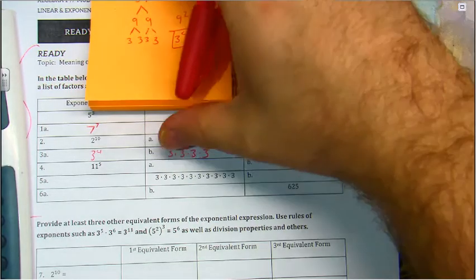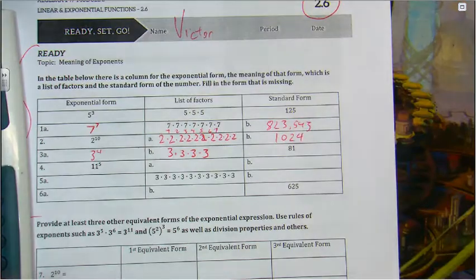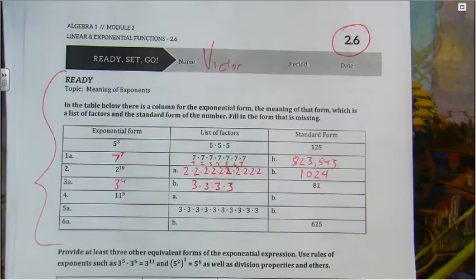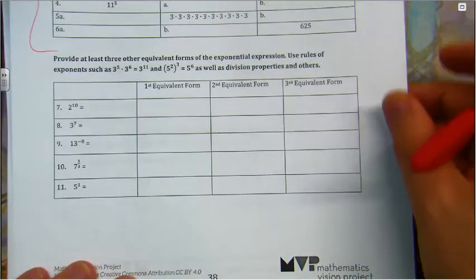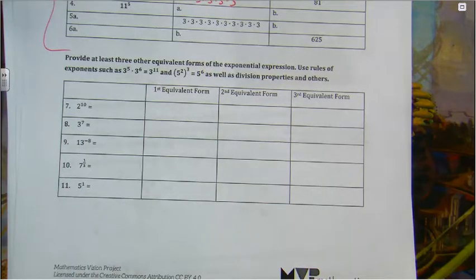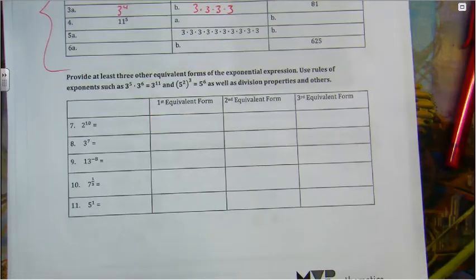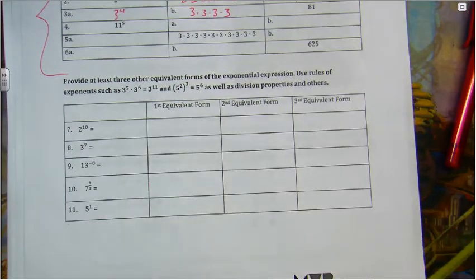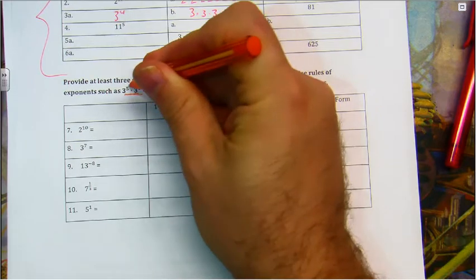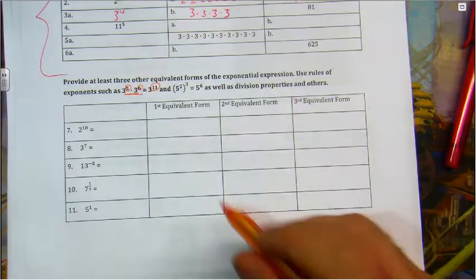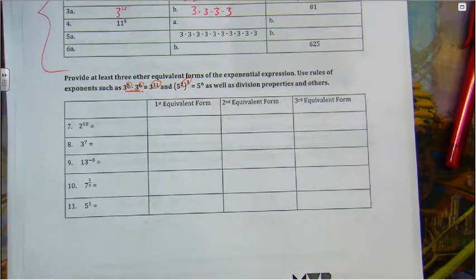So let's go ahead and go to the next section. For this next one, it wants us to provide at least 3 equivalent forms. So what it wants us to do is play with it in some way such that we are either multiplying bases so that their exponents add up, or we're raising the powers so that those exponents multiply. It wants us to use a couple different rules. So I definitely want you guys, as much as possible, to do as many different forms as possible.